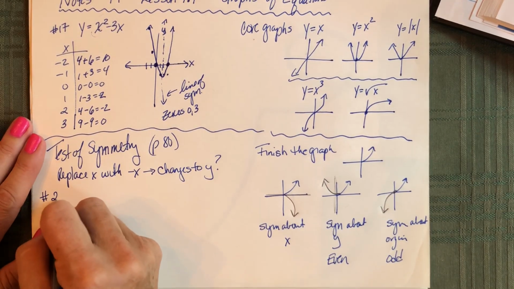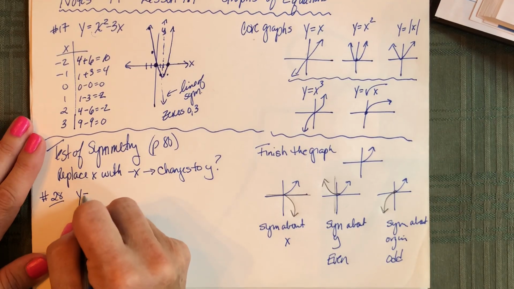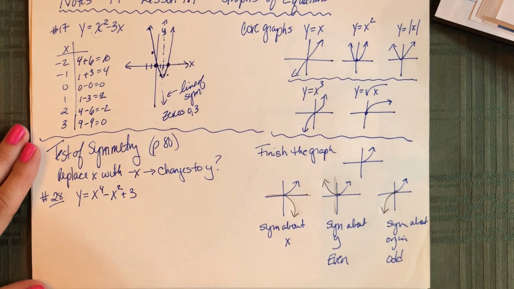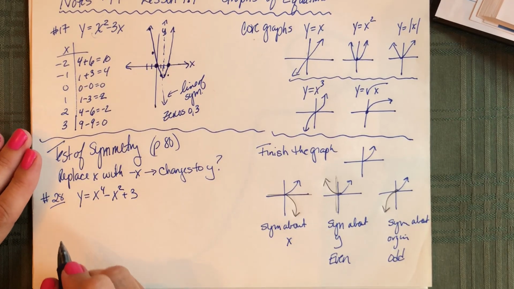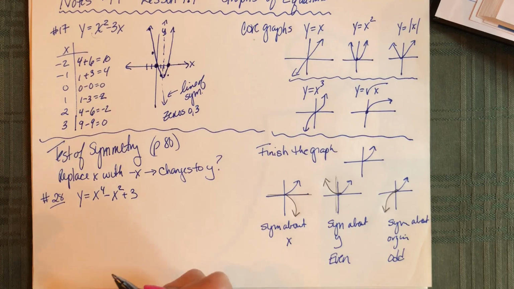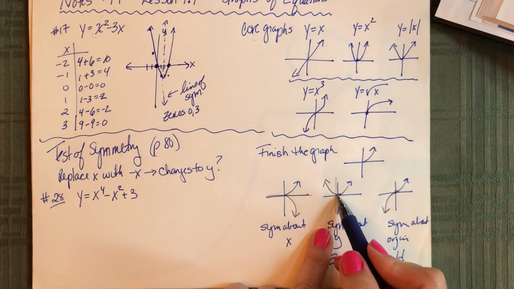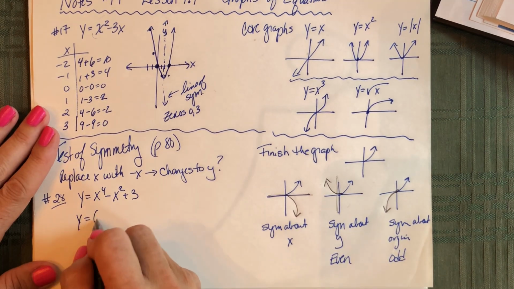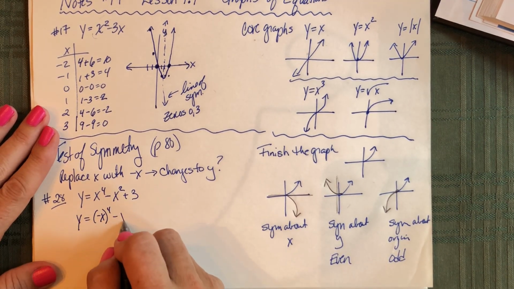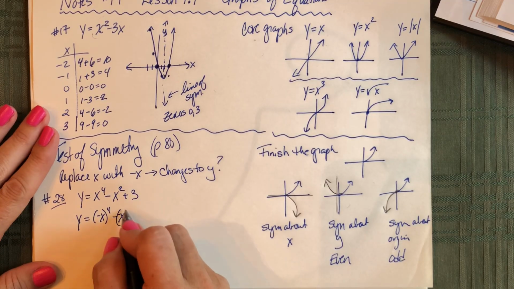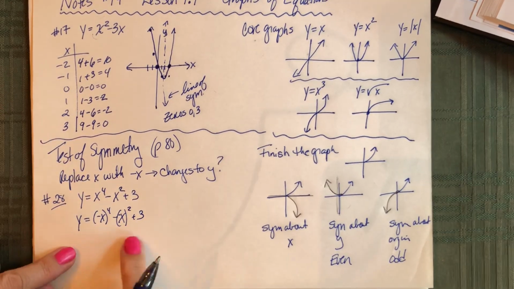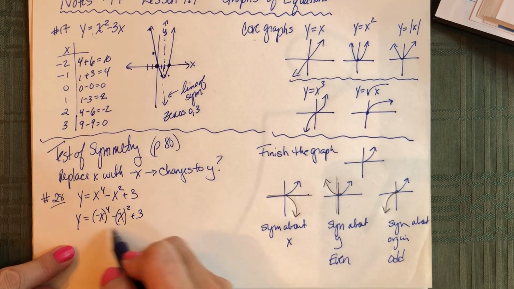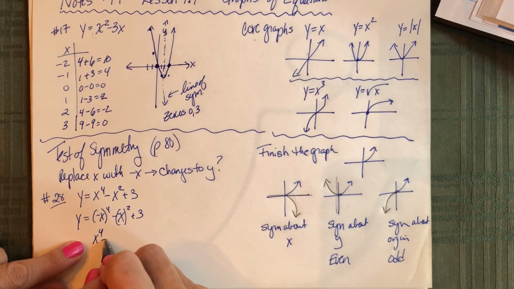Let's look at number 28 from your textbook. That is y equals x to the 4th minus x squared plus 3. Okay? So we're going to take this function and replace x with the opposite of x. Let's see what happens. So y is equal to the opposite of x to the 4th power minus the opposite of x squared, plus 3. Is there going to be any change? No. You've got a power of 4, you've got a power of 2, right? So this is going to be exactly the same thing.